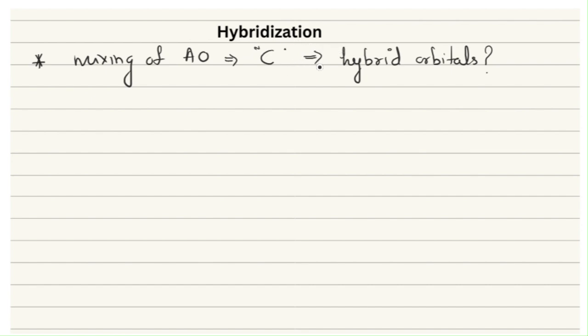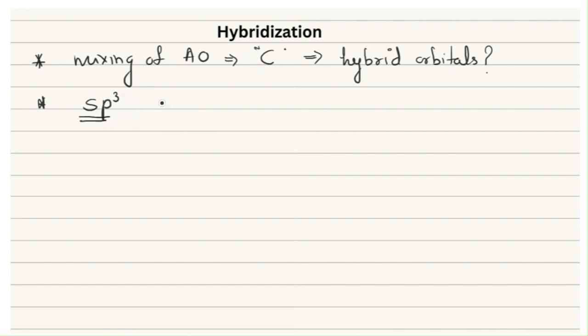What is the importance of this hybridization? It helps us to know the shape of the molecule, right? The geometry of the molecule, the bond angle, and even the reactivity of the molecules. Let's see how carbon will undergo hybridization in alkane molecules like methane, ethane, etc. The carbon in alkanes is sp3 hybridized.